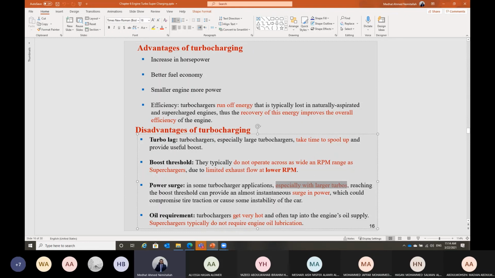Also, guys, the turbocharger gets hot after operation because it deals with the exhaust gases. So in this case, it will require an additional supply of engine oil. Unlike the case of a supercharger: with a supercharger, we don't have a turbine, we just have a compressor. So almost in the case of a supercharger, it does not require engine oil or engine lubrication. But in the case of a turbo, as it is dealing with the exhaust gases, it gets hot very soon, so it needs additional oil for the engine.